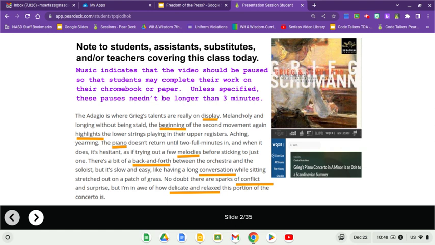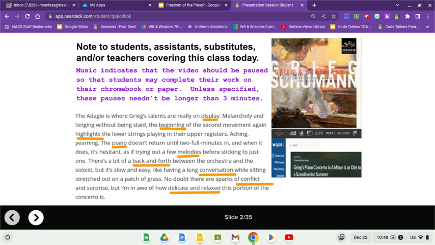Let's go ahead and read a little bit about this. The adagio is where, and let me play the music while I'm reading this, all right? So don't pause it, whoever's working a computer, Mr. Surface. You just got this in the background because this is what we're describing.